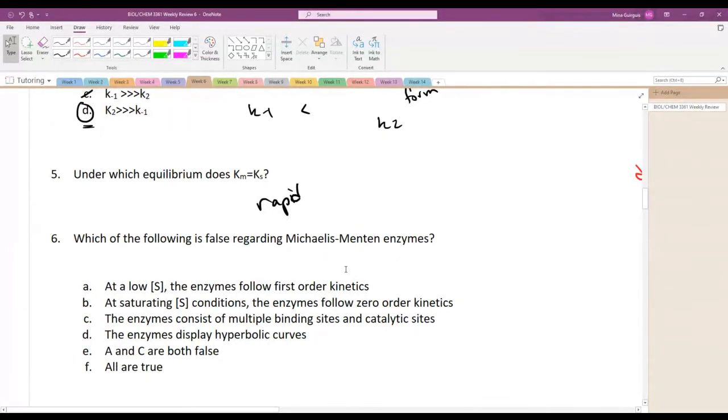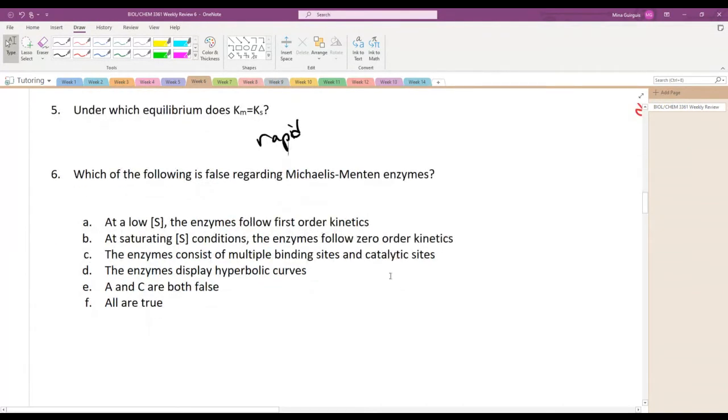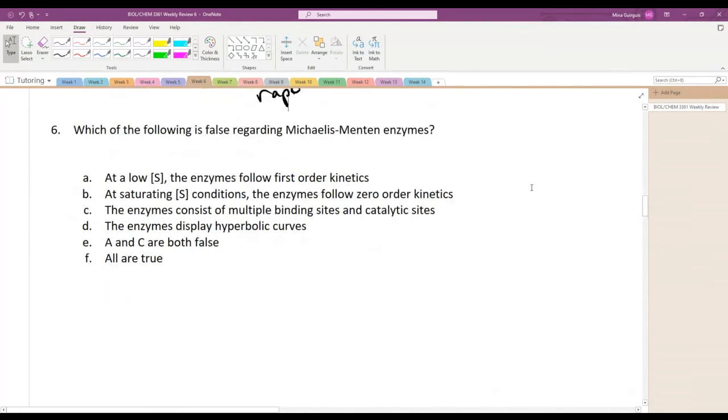So Michaelis-Menten enzymes are enzymes that follow Michaelis-Menten kinetics. I know that's not a very helpful answer, but we're going to talk about what Michaelis-Menten kinetics is from these answer choices. Okay? So I'm just going to read them off, and then we're going to talk about it. So at a low substrate concentration, the enzymes follow first-order kinetics. Okay, interesting. At saturating substrate conditions, the enzyme follows zero-order kinetics. The enzyme consists of multiple binding sites and catalytic sites, and displays a hyperbolic curve. So those are the four choices we're looking at.